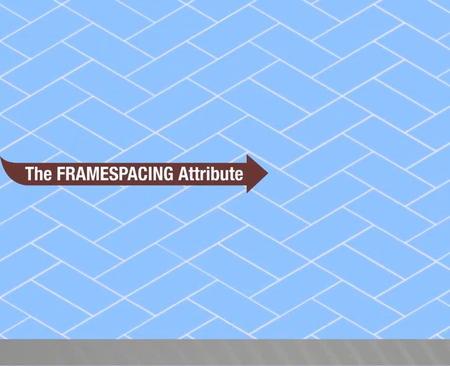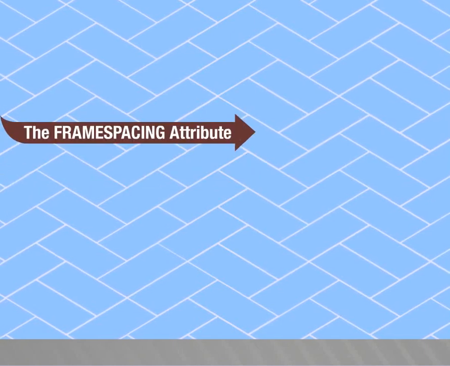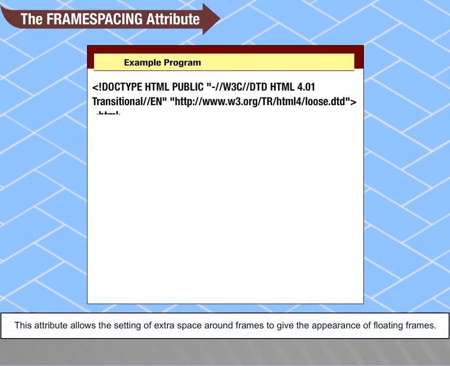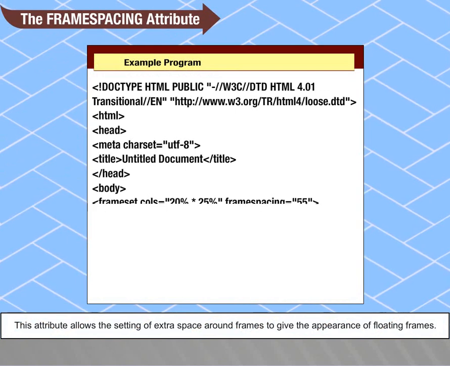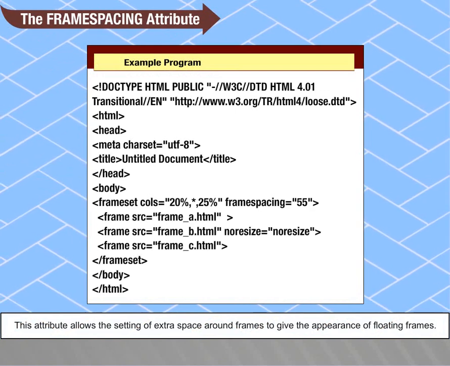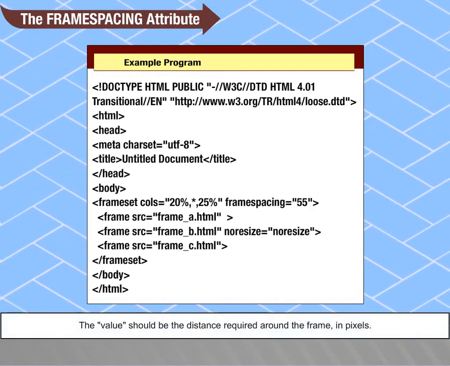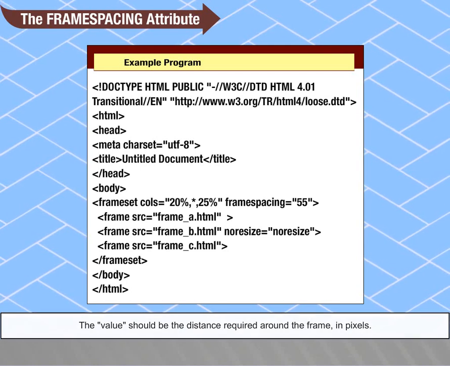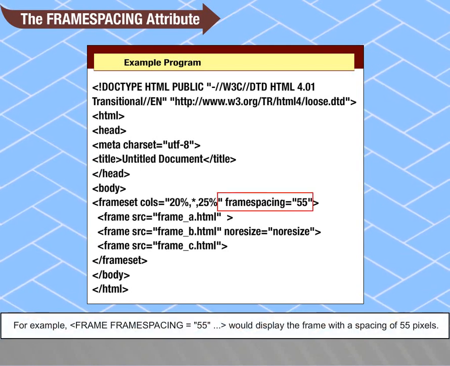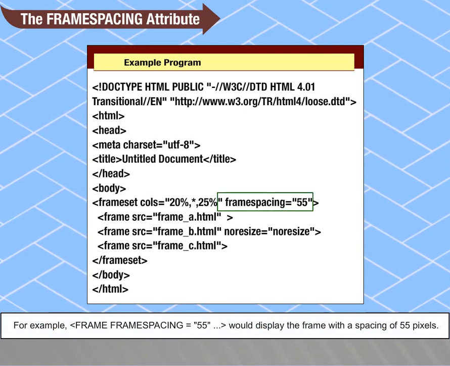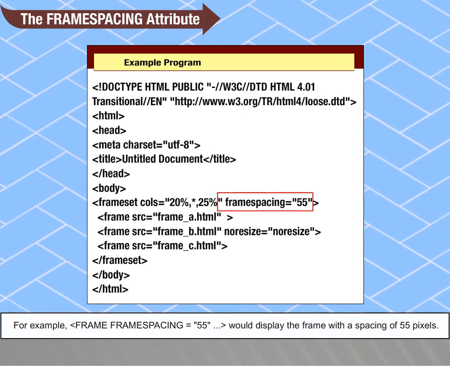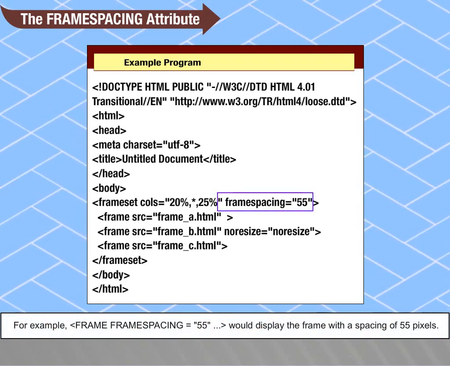The framespacing attribute. This attribute allows the setting of extra space around frames to give the appearance of floating frames. The value should be the distance required around the frame in pixels. For example, framespacing="55" would display the frame with a spacing of 55 pixels.